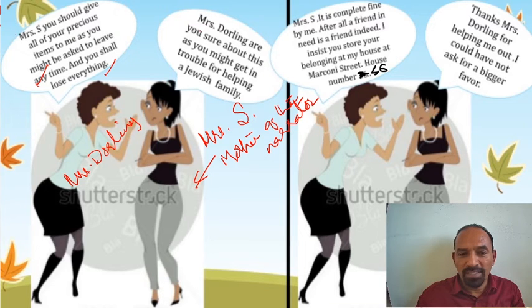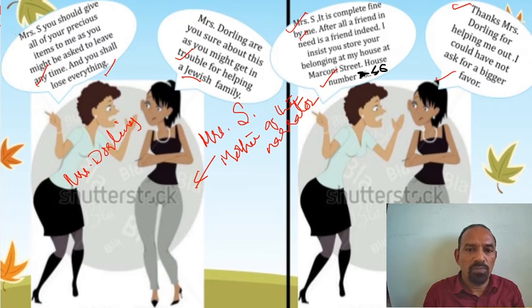Mrs. S: Mrs. Darling, are you sure about this, as you might get in trouble for helping a Jewish family? Mrs. Darling: Mrs. S, it is completely fine by me. After all, a friend in need is a friend indeed. I insist you store your belongings at my house at Marconi Street, house number 46. Mrs. S: Thanks, Mrs. Darling, for helping me out. I could not have asked for a bigger favor.